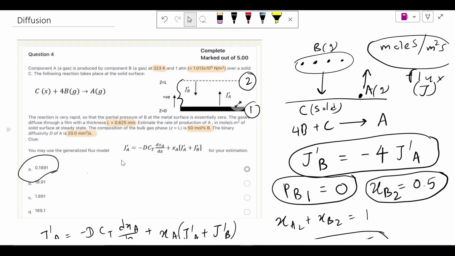So I hope you understand well, and you can do multiple questions like this and practice more questions.